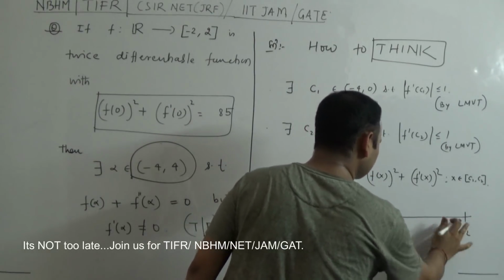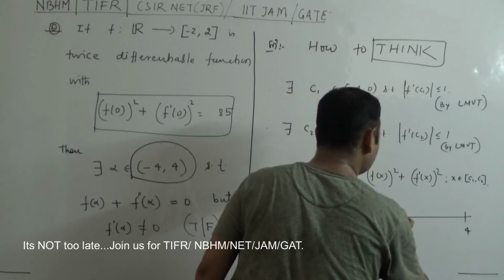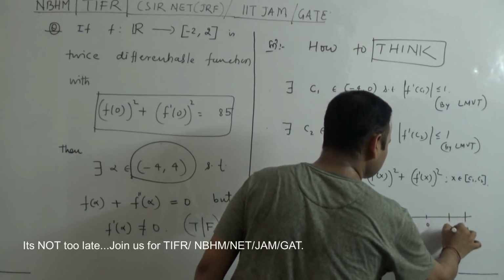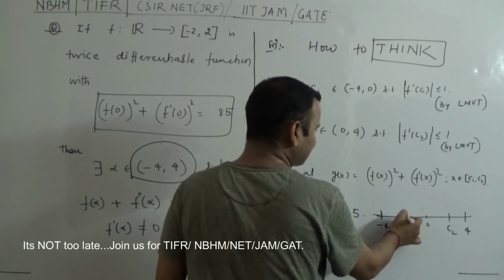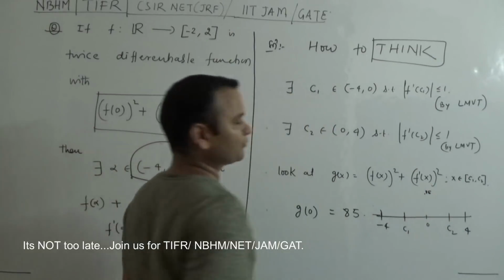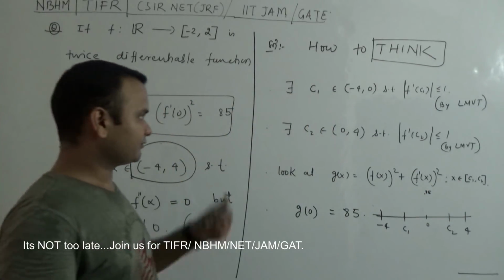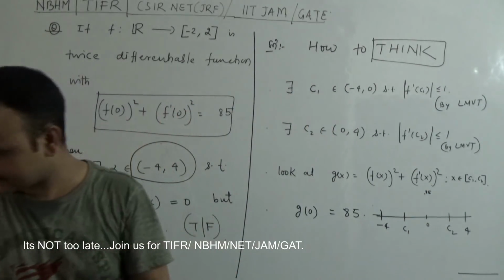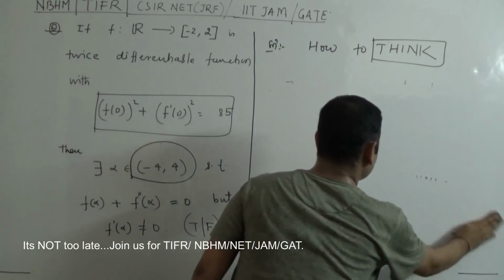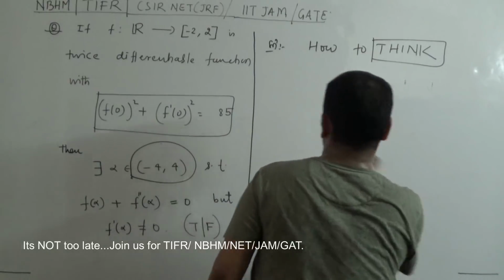This is -4, this is your +4, and here is your C1, here is your 0, here is C2. So at 0, what is the value of the function? 85. So the functional value of f is 85. Let me erase this and let's make it more clear. Okay?